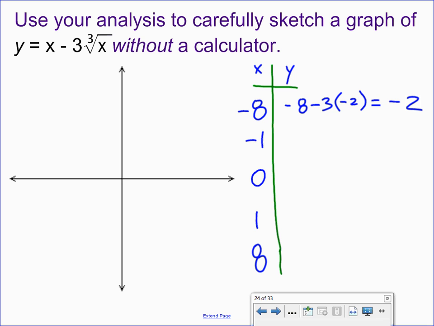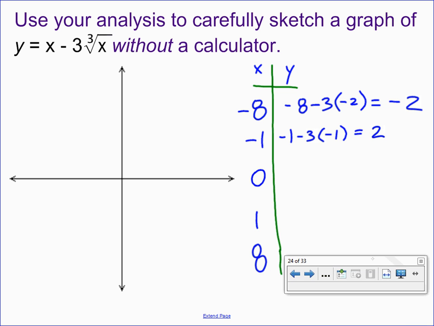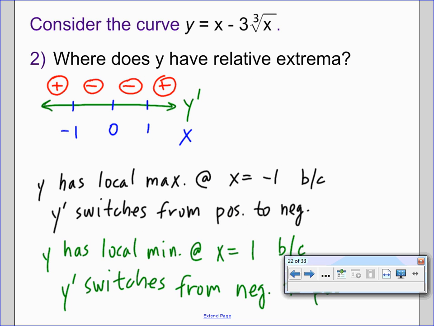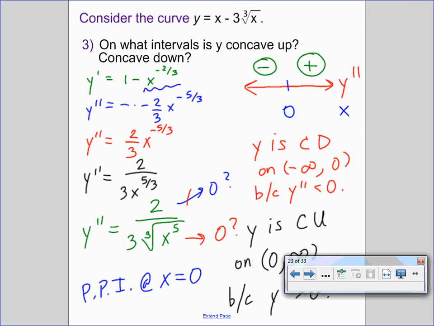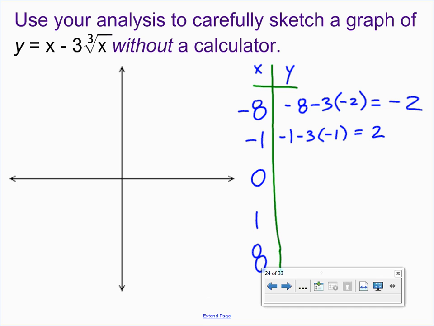-1 is the original. So I get -1 minus 3 times, what's the cube root of -1? -1. So I get -1 plus 3 is +2. +2, we know to be, right, what feature? At x equals -1, we have a local, a relative maximum. This is a local max.